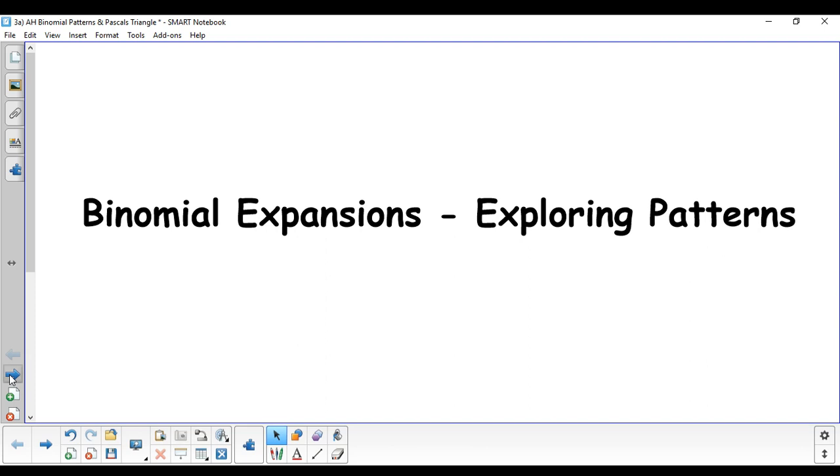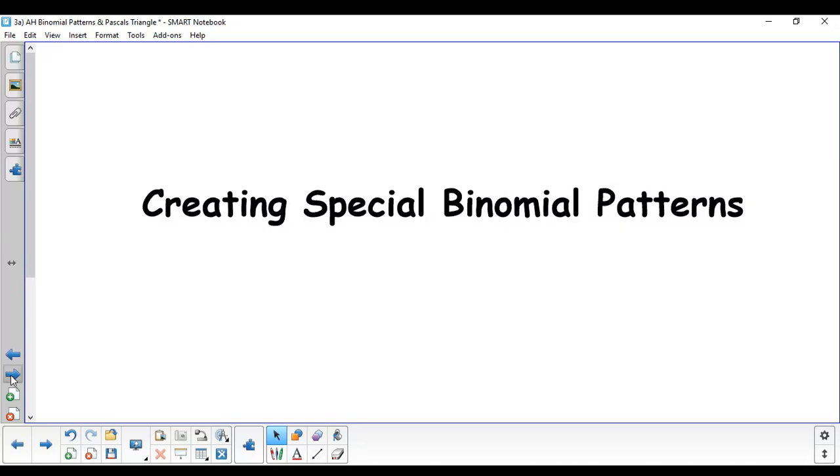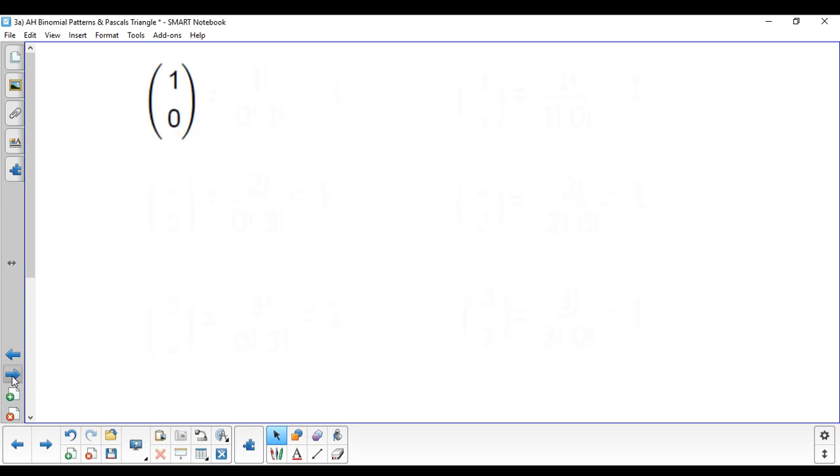Now we're going to start looking at expanding brackets, but before that we're going to explore some special patterns. So we're going to create special binomial patterns and look at a connection with expanding brackets.